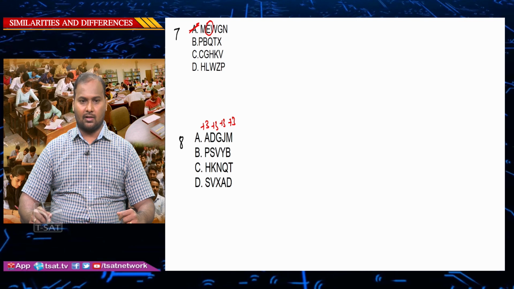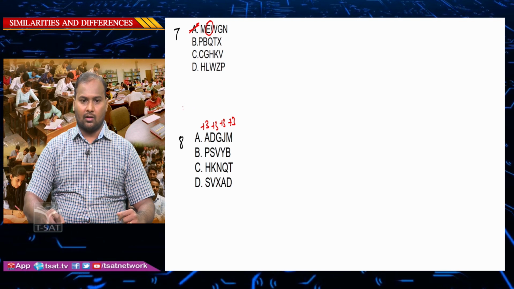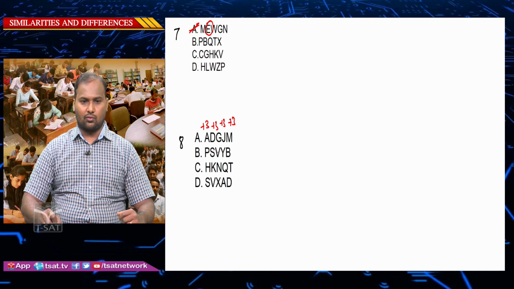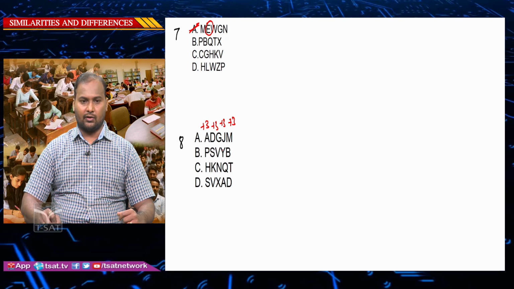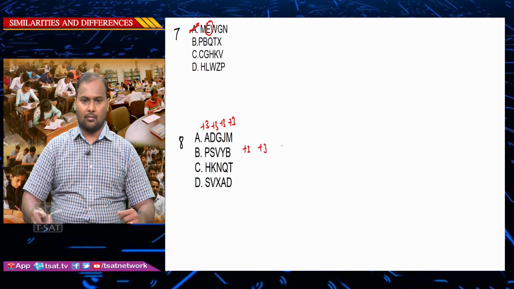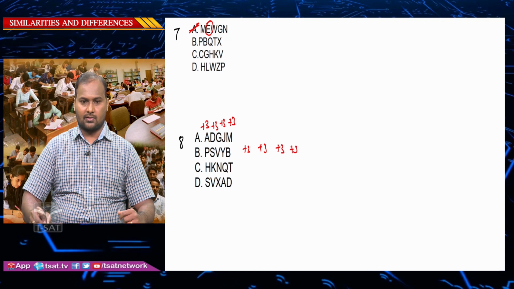Everything is increasing by plus 3, plus 3, plus 3, plus 3. In the same way, come to option B. P to S, increasing by plus 3. S to V, again increasing by plus 3. V to Y, plus 3. Y to B is also plus 3. Here also the logic is plus 3, plus 3, plus 3 and plus 3.